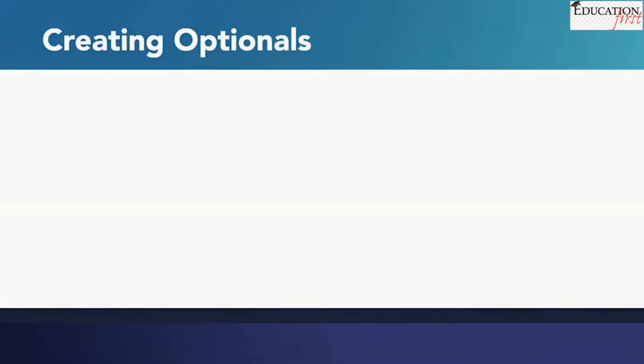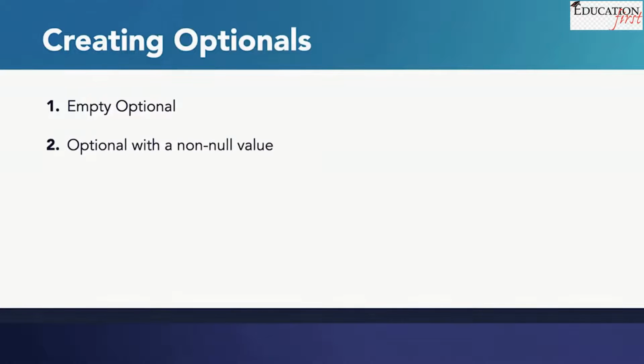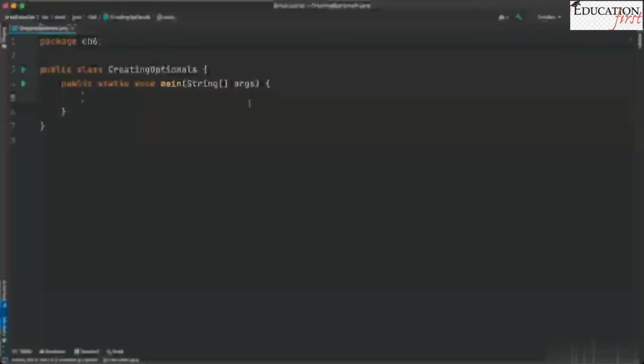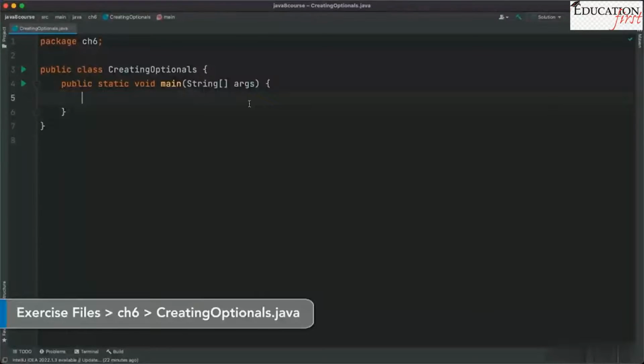Let's start with creating some Optionals. We're first going to see how to create an empty Optional, and we're then going to create an Optional of a non-null value. And finally, an Optional of a value which may or may not be null. Alright, let's start with the empty Optional. This is actually great for testing purposes.